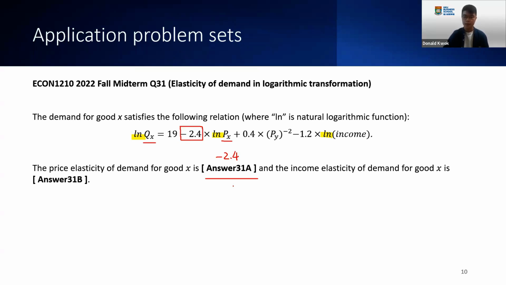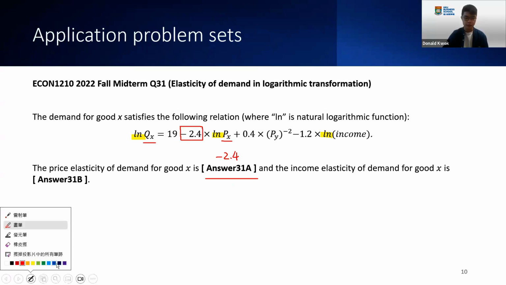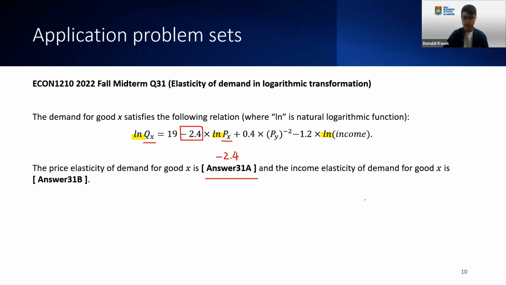How about the income elasticity of demand for good X? Actually, something similar, because income, the independent variable in consideration, and Qx, the dependent variable, are both in log form. So this is why the coefficient in front of log income is already the income elasticity of demand for good X, negative 1.2. We have a constant income elasticity at any level of income.